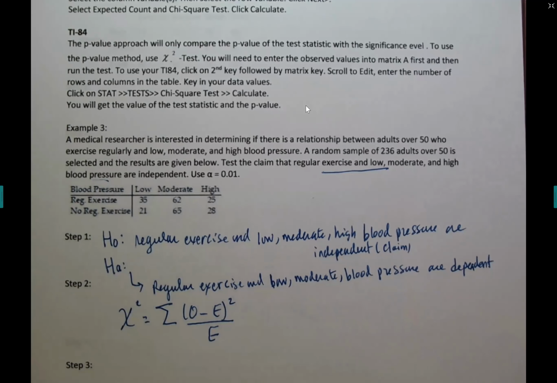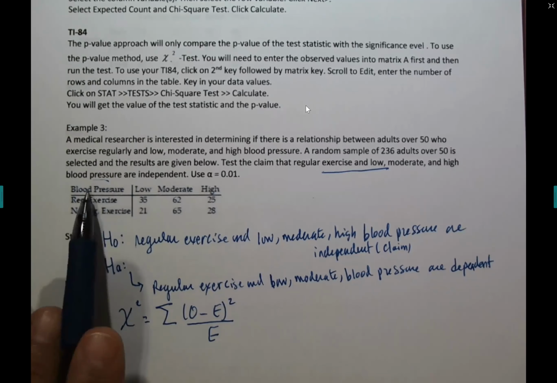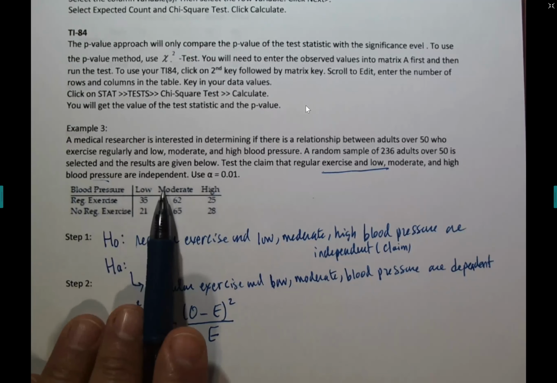Do you agree, guys, that exercising and blood pressure for people over age 50 are not dependent? They don't depend on each other. A lot of people think that regular exercise will affect blood pressure. But here he wants us to check that they have nothing to do with each other. This is what I meant earlier by contingency table, guys. You've seen that in chapter 3 when we did probability.